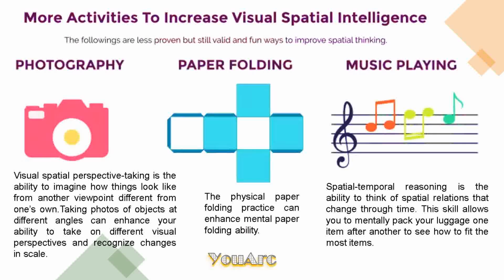So, in order to increase your visual spatial intelligence, we found these three techniques or fun activities will help you. For example, let's talk about photography. What photography will give you is an imagination of things, how they look from another viewpoint, from a different perspective. We would have seen all things from our own perspective or viewpoint. So this will help you to look at different viewpoints.